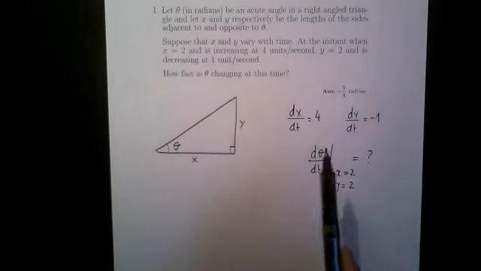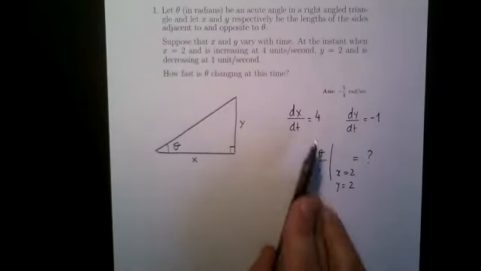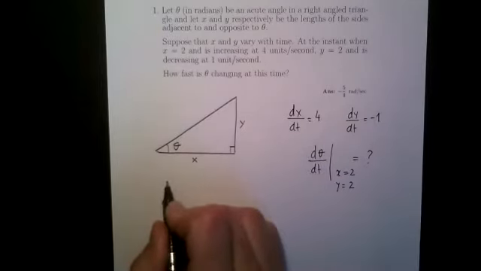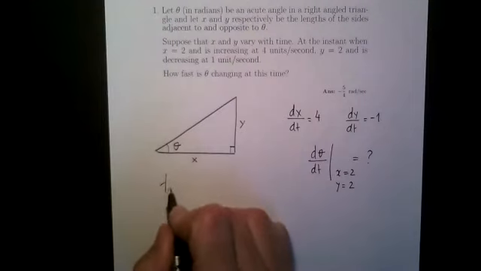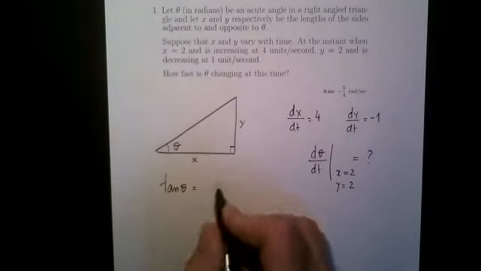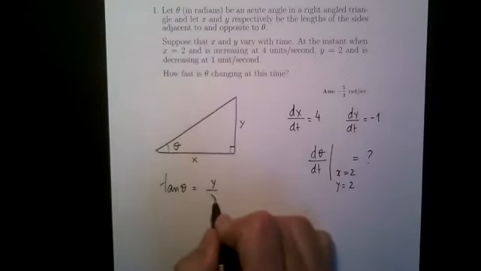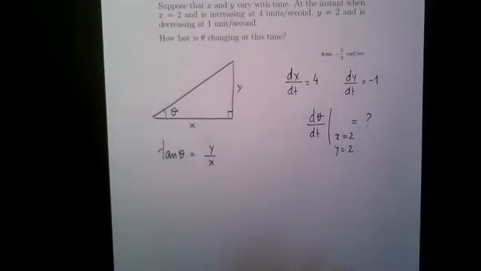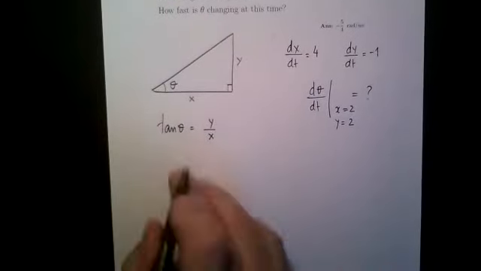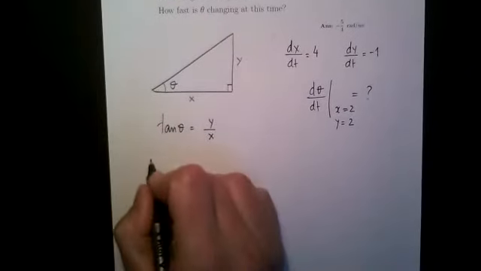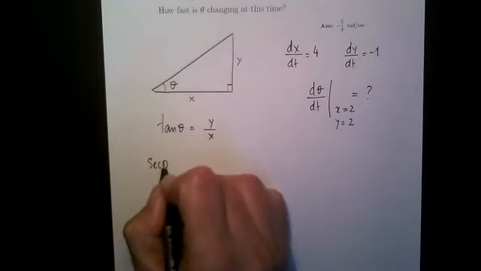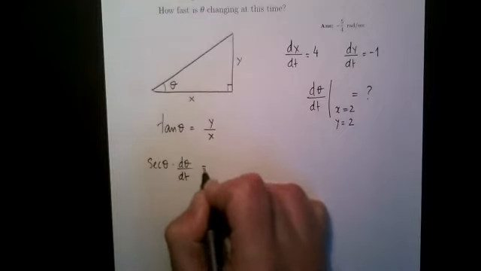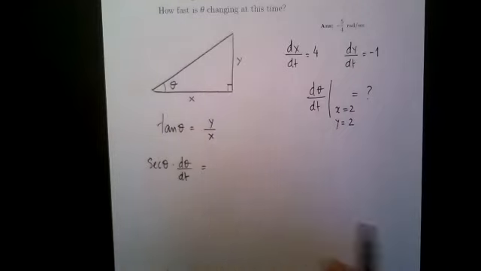Okay, so we need a relation between theta, x, and y. What are we going to use? Tangent. Tangent of theta is equal to y over x. And so I could now derive. Okay, so the derivative of tangent theta is secant squared theta times d theta/dt is equal to, what is that?